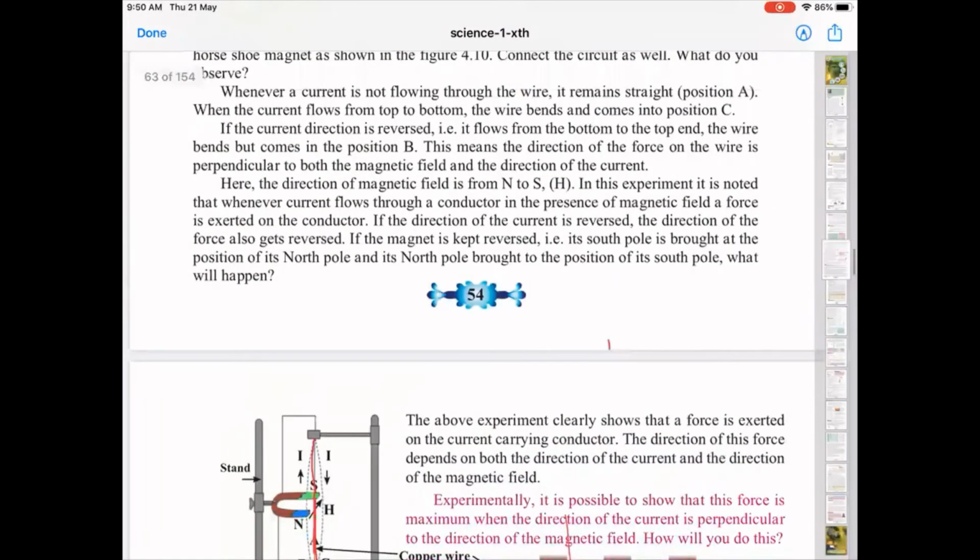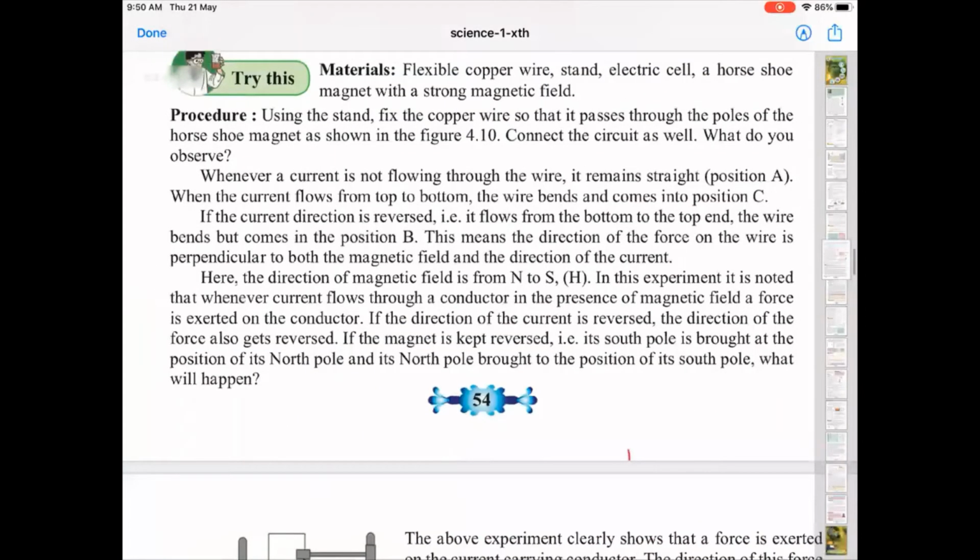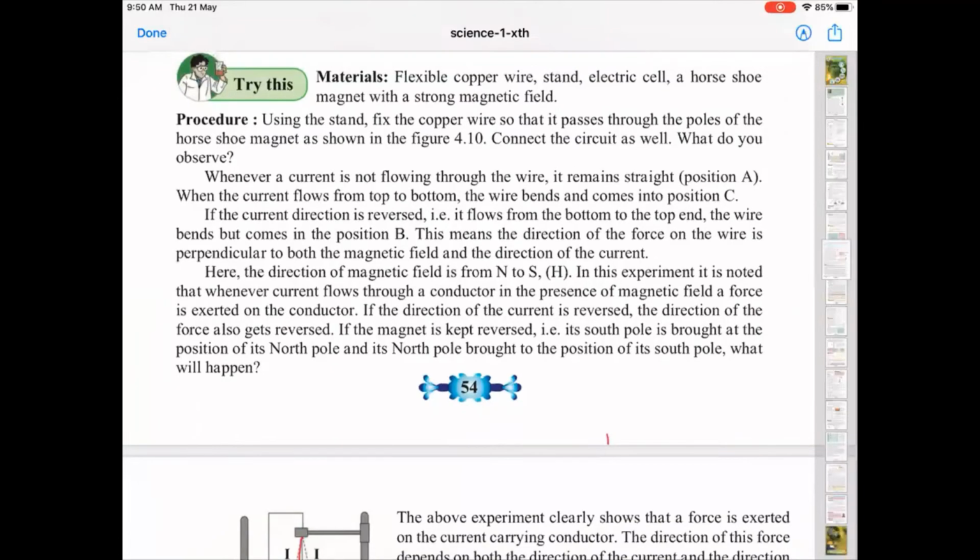Okay, so what are the materials here? The material is a flexible copper wire. There is a stand, an electric cell, and a horseshoe magnet with a very strong magnetic field. This has to be really very strong. Procedure: using the stand, fix the copper wire so that it passes through the poles of the horseshoe magnet. Connect the circuit as well.